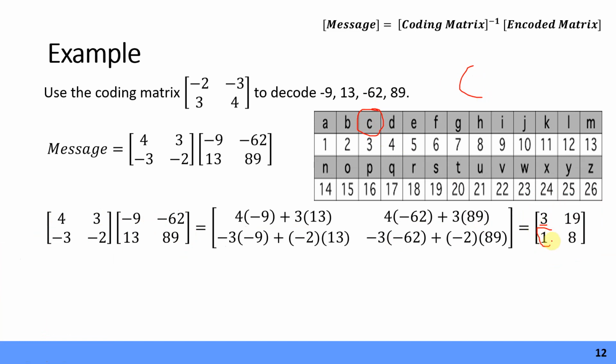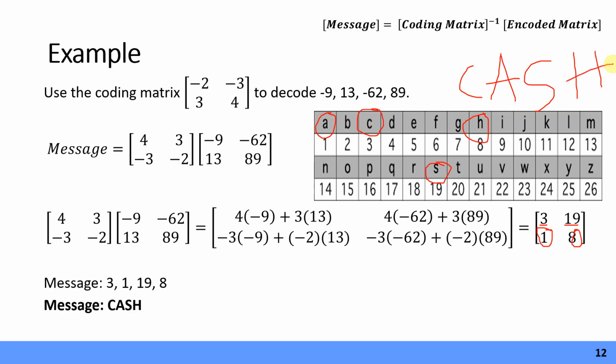And then you have to go down. Remember, this is the next one. So 1 is the letter A. Oh my goodness, what can it be? Okay, C-A. And then the next one is 19. So 19 is the letter S. So "pass." And then the number 8 is the letter H. Okay, there we go. It makes sense. Cash. There you go.